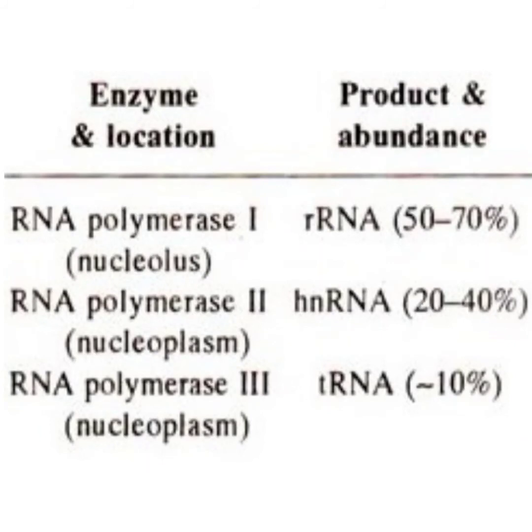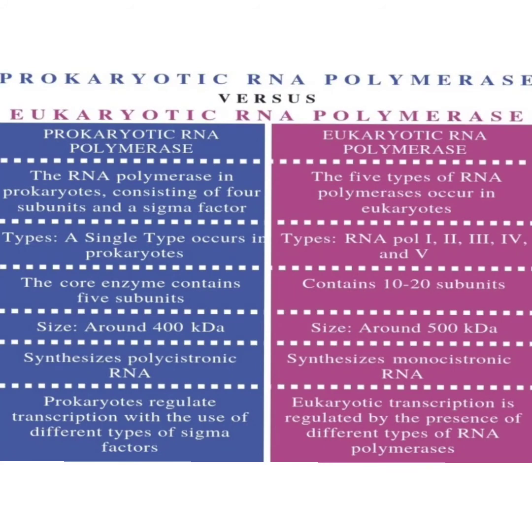What are the differences between the prokaryotic RNA polymerase and the eukaryotic RNA polymerase? The RNA polymerase in prokaryotes consists of 4 subunits and a sigma factor. The types of RNA polymerase: a single type is available in prokaryotes, whereas in eukaryotes, RNA polymerases are of 5 types: polymerase 1, 2, 3, 4 and 5.